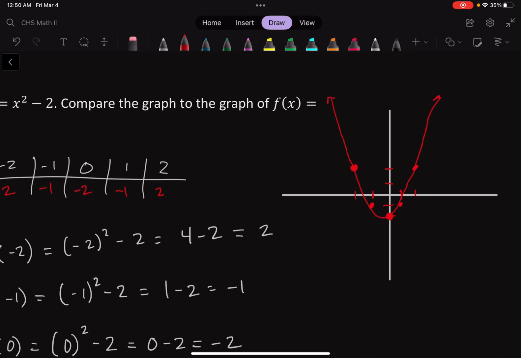And we already know what the original function looks like. We can go ahead and say, hey, this is going to be my vertex here. I'm going to have points at 1, 1, and -1, 1, and we're going to have a point at 2, 4, and -2, 4.